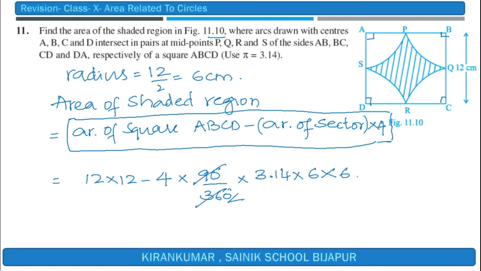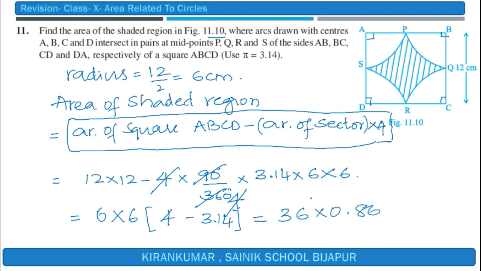This becomes 4 times. 4 and 4 will get cancelled. We'll be getting 12 into 12. From this we can take 6 into 6 as common. So 6 into 6, when it is taken common, you will be left with 4. So 4 minus 3.14. So 4 minus 3.14 is 0.86. 6 6s are 36. So 36 multiplied to 0.86 is 30.96 centimeter square. This is the area of the shaded portion.